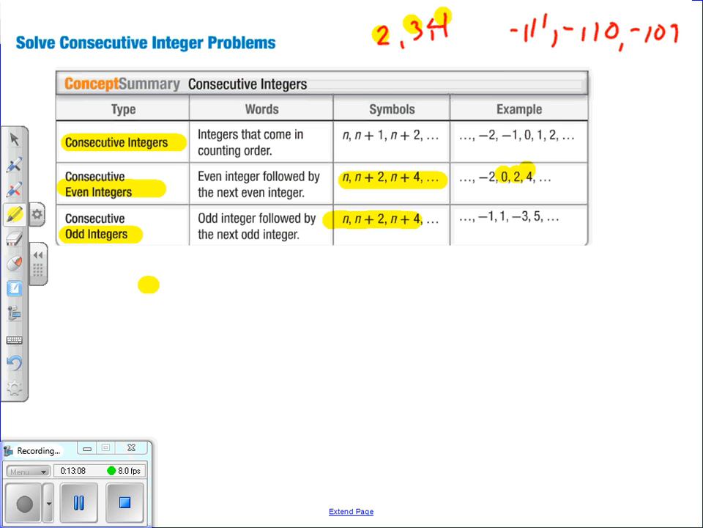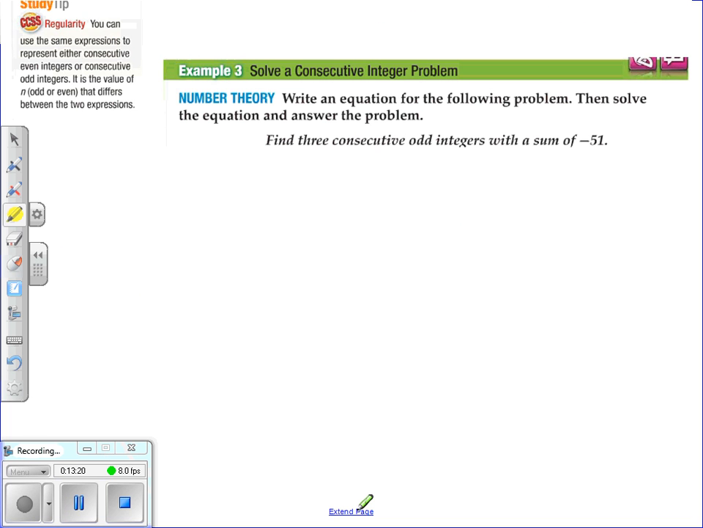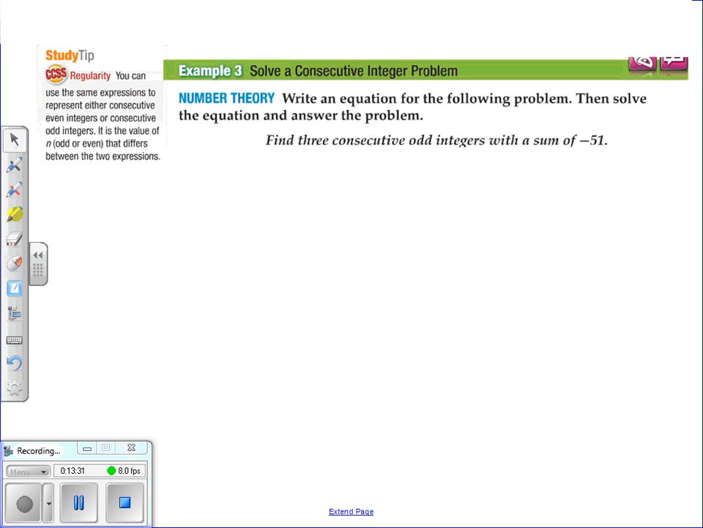Odd numbered integers actually have the same sequence as even. It's just a matter of where we're going to start from. So let's watch and see how that works. So, what's our little study tip tell us up here? Study tip says you can use the same expression to use even numbered integers and odd numbered integers. We just talked about that.